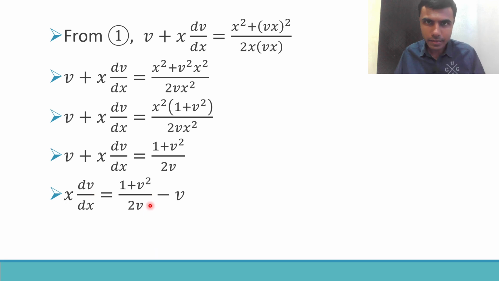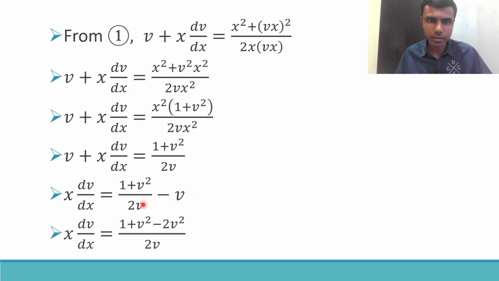Now just take LCM. Send this 2v here. If we take LCM, this is what we would get: 2v into v is nothing but 2v square, so I get 1 plus v square minus 2v square. V square minus 2v square is nothing but minus v square, so I'd get 1 minus v square by 2v. I hope things are good up till now.